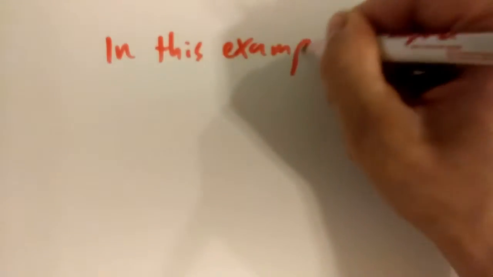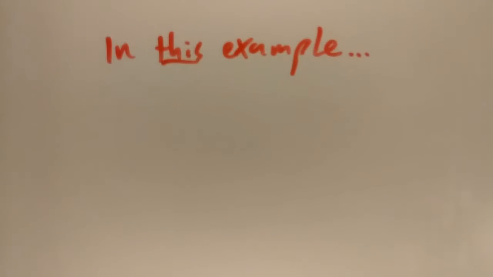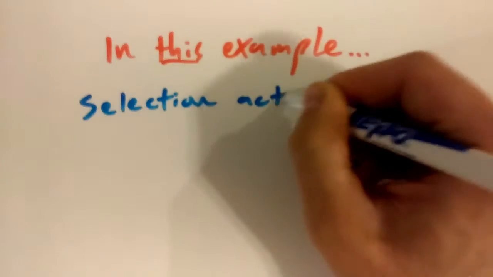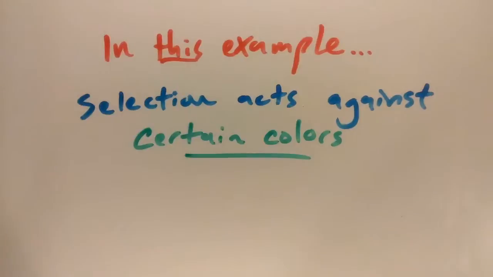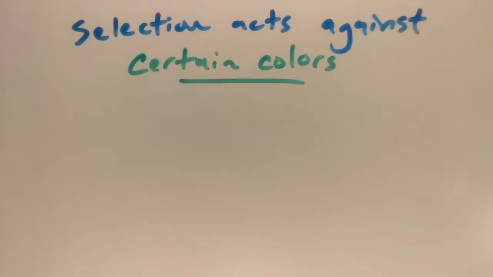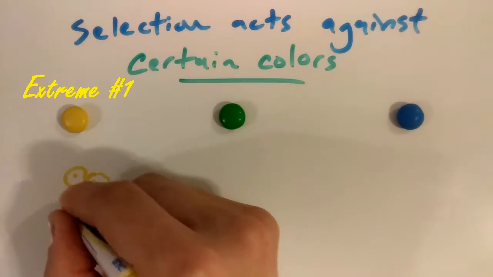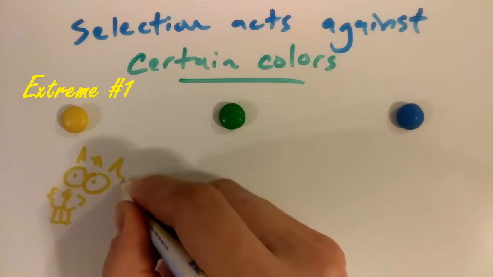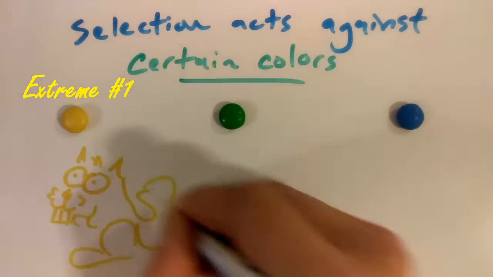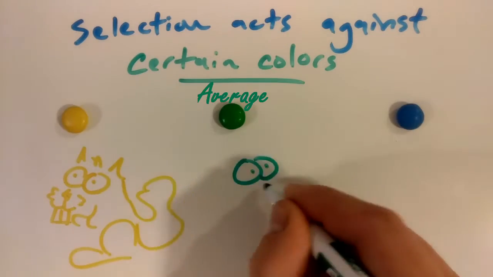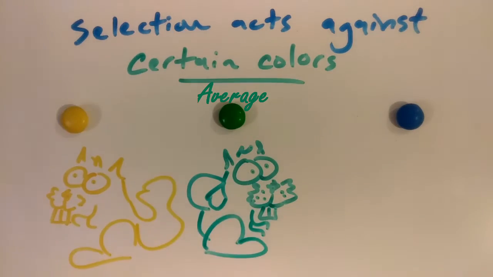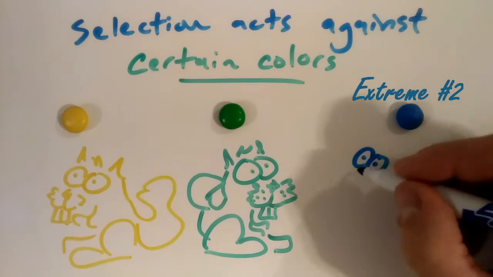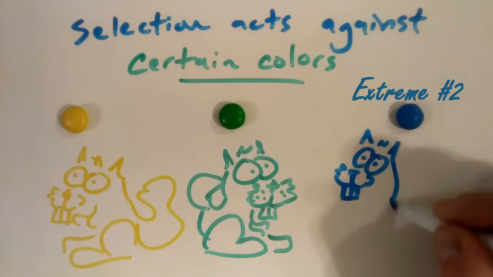Now there are lots of situations in which you'll find selection mechanisms at work in nature, but in this example we'll use some squirrels because everyone knows that squirrels come in yellow, green, and blue. In this particular example, we have really two different colors on two opposite ends of the spectrum. We have one extreme, and that's yellow. And then we have sort of a blend between the two, and that's our average, green. And then we also, on the other end, have the extreme of blue.